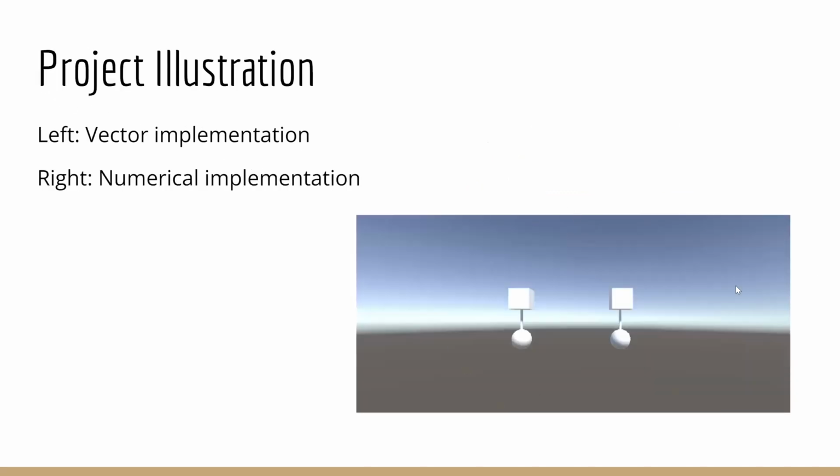This is a snapshot of my project illustration. The left is the spring that contains vector implementation. The right is just a simple numerical implementation. Now I'm going to direct you to my actual project in Unity.